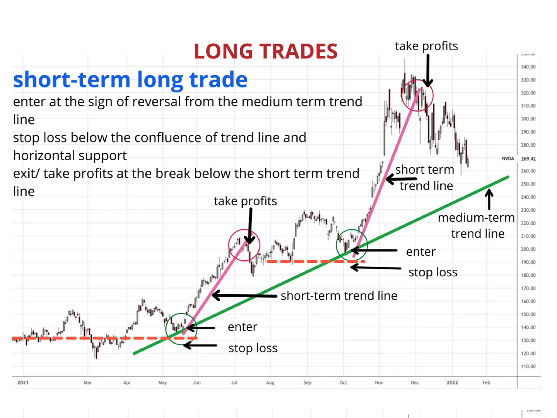Now, here's an illustration of buying the dips in short-term and medium-term long trades. In a short-term long trade, the trader uses the confluence between the inner trend lines and horizontal support as stop loss. So you find the commonality. Where do they intersect? The place where they intersect is likely to be a strong support level.